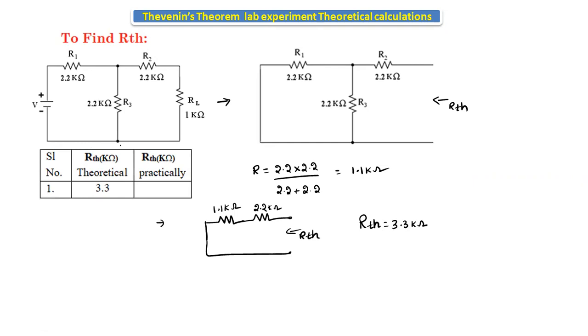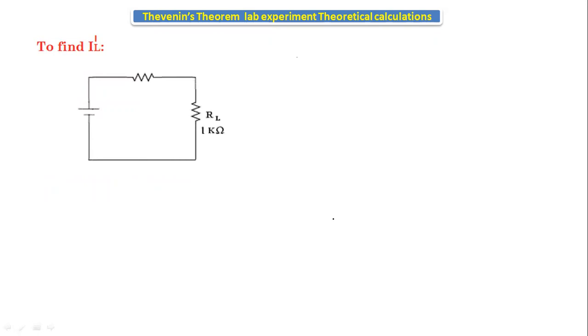So this is the table. In the table, 3.3 kilo ohm we have to enter. RTH value for the given circuit is 3.3 kilo ohm. Next, calculate IL dash. We calculated IL, we calculated VTH, and we calculated RTH. Finally, the last step is to find out the IL dash at VTH value equal to 7.5 volts.